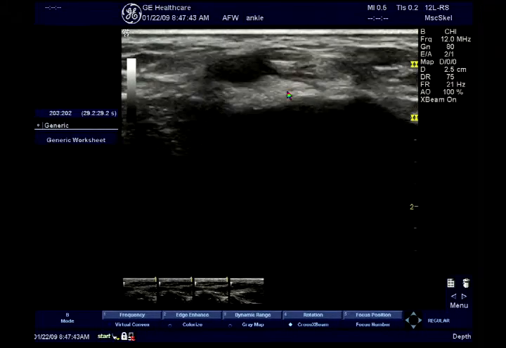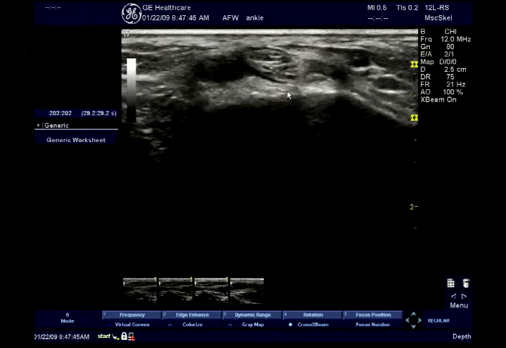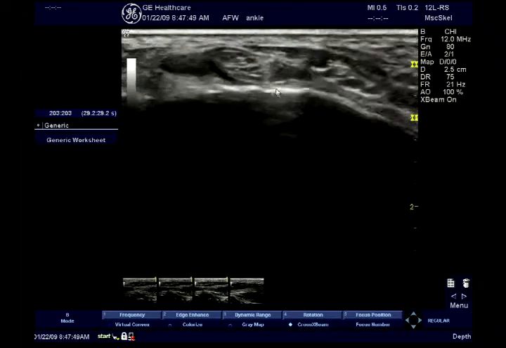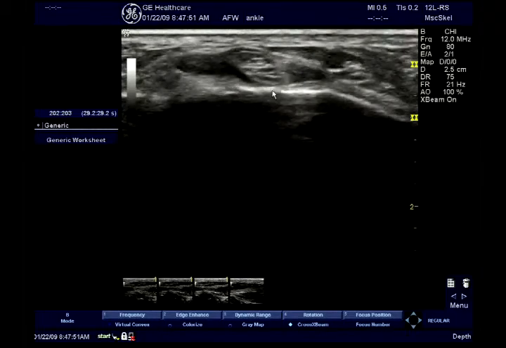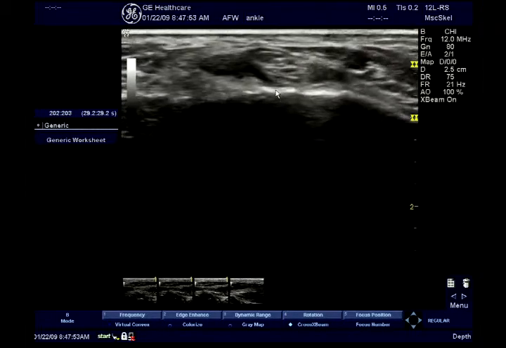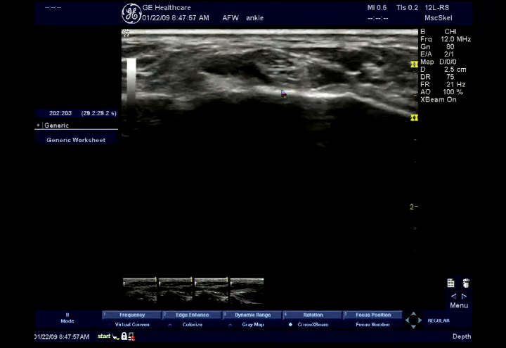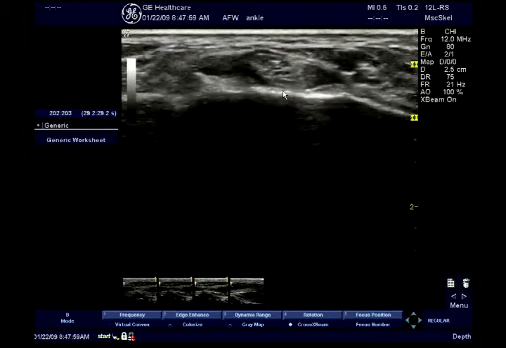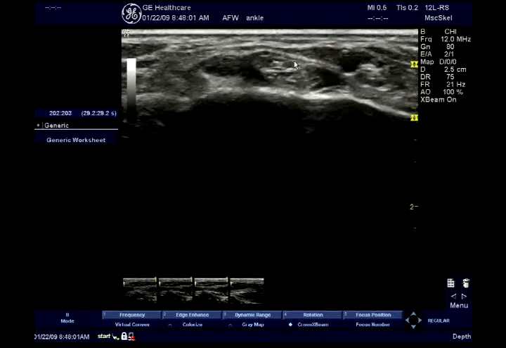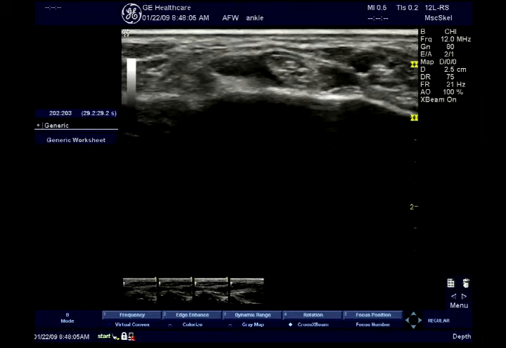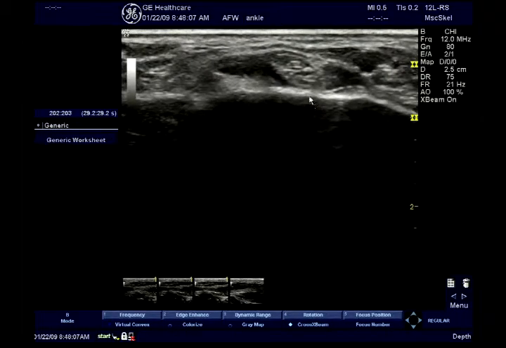And as I focus back and forth, making sure we can see all those fibrils in cross-sections, making sure they're not dispersed, which would represent tendinosis, and if they had an increased signal on the Doppler, which would represent tendinitis, and those are actually fine. There's a common sheath that's around those, and we can actually see that in this region. So again, lateral malleolus, peroneus brevis, and peroneus longus.